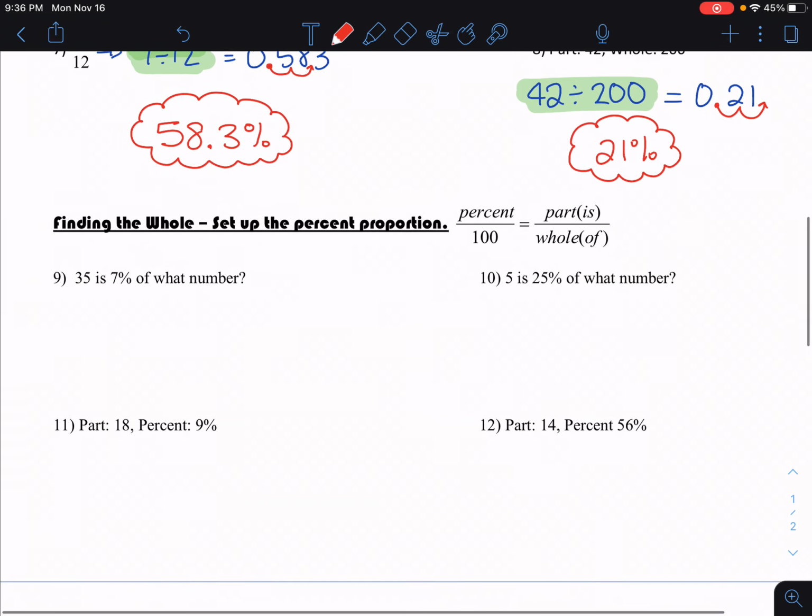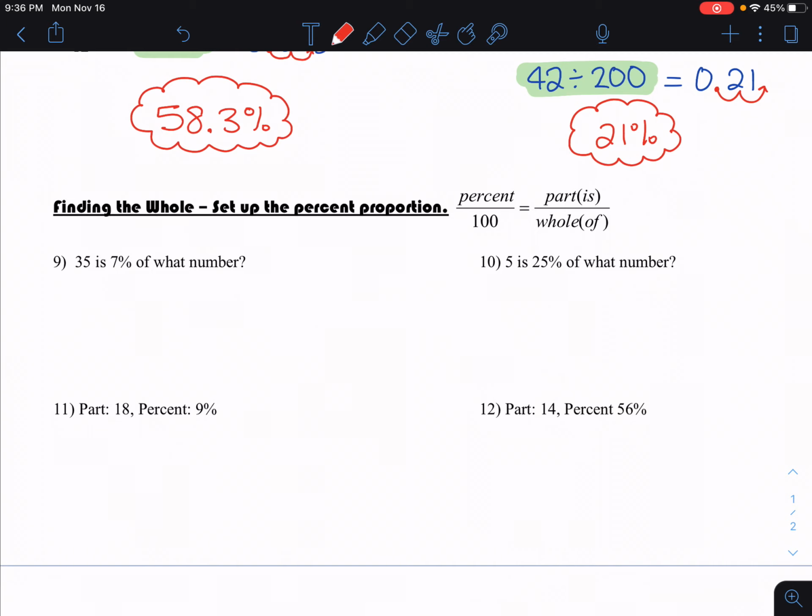Last one, we're going to find the whole. To find the whole, we're going to set up the percent proportion. So this one, we're going to set up 2 fractions. Percents are always out of 100. This is super important. We talked about this when we converted percents to fractions. Percents are always out of 100.